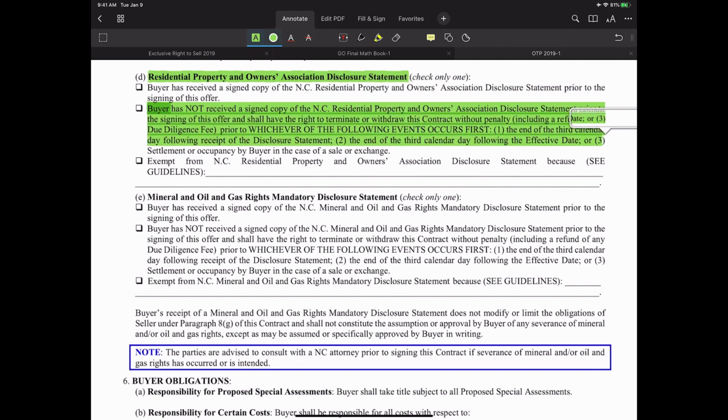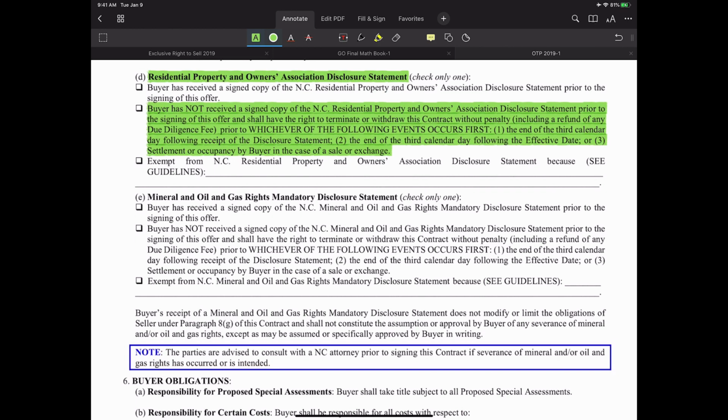Very simple to accomplish. Now, I know we talk about the RPODs in a different section, like in a class. Absolutely. But there's that 3-day period, and it's not just 3 days. It's either 3 days from when they got under contract, 3 days from when they received it, or up until closing or move in. I don't want to go into detail right now, but they do have that 3-day period to walk away.